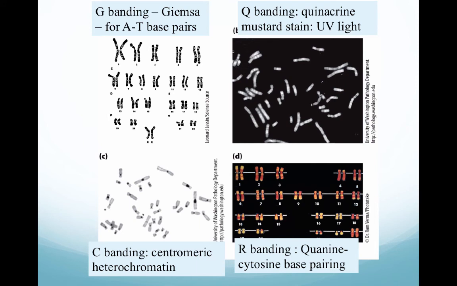And staining is going to happen one of 4 ways. Those 4 ways are shown here on this slide. We can stain for the G banding configuration, which stains the AT base pairs. We can stain for Q banding, which is going to be a mustard stain that can be visualized with UV light. We can also stain with C banding, where we actually dye or stain the centromere region. And then we can also stain with R banding, which looks at the guanine cytosine base pairing.